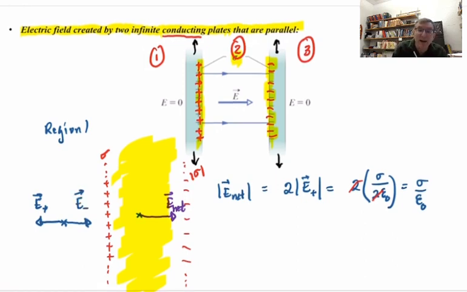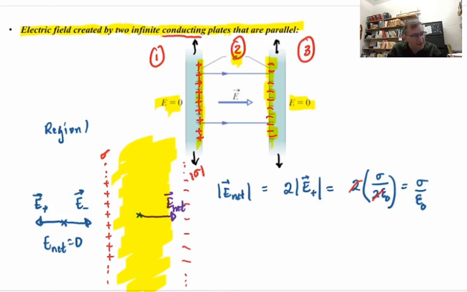So what do you get when you add them? You get an E net of 0. There is no field outside the two conductors on the left side. So think about it for yourself a little bit, and you can convince yourself that there can't be any field on the right side either.